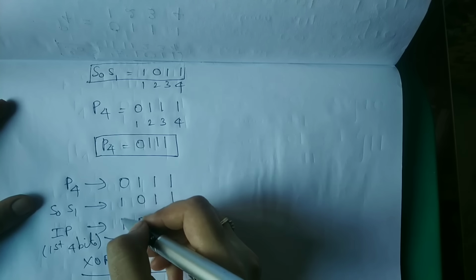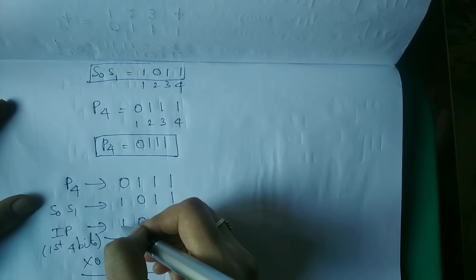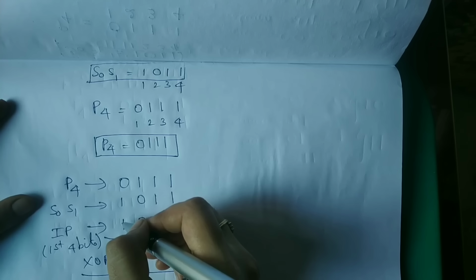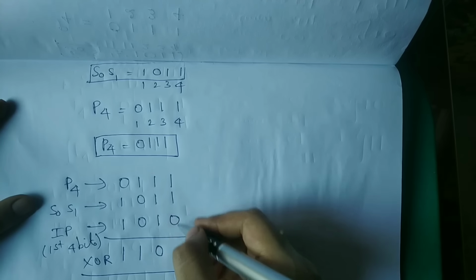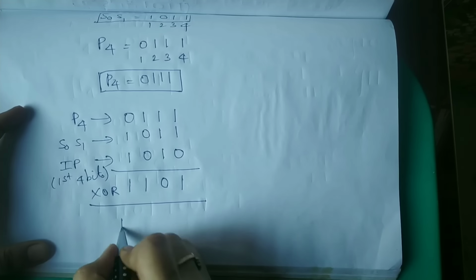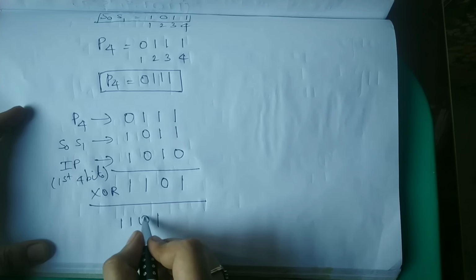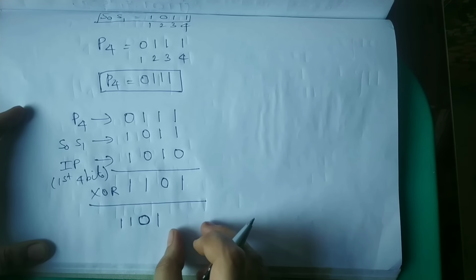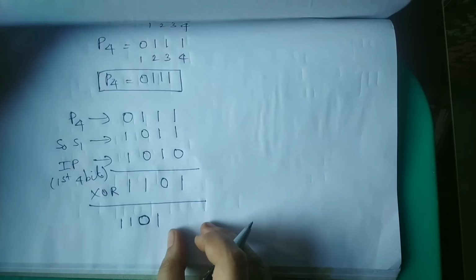If all the three are the same, then we should put 0. Otherwise we must put 1. Here all the three are not the same, so I am going to put 1. Here also they are not the same, so 1. Here all the three are the same, so I am going to put 0. Here they are different, so I am going to put 1. So I got the answer as 1101.